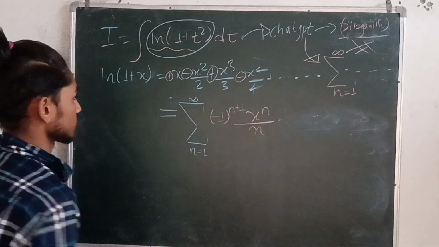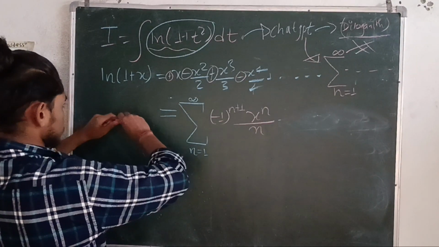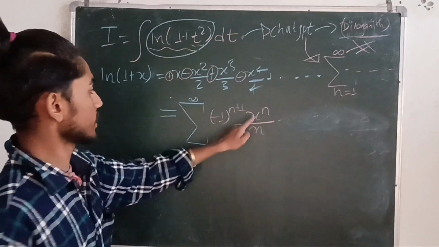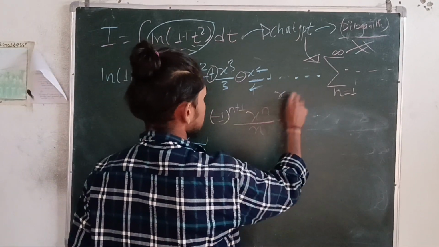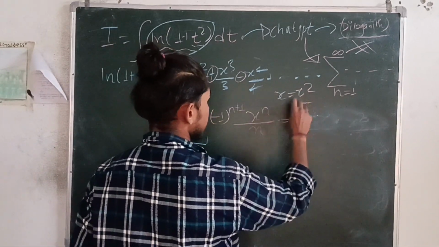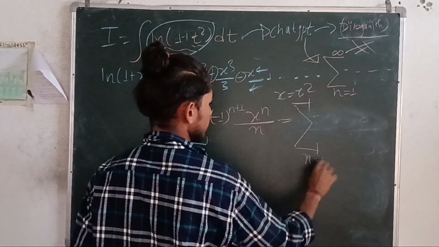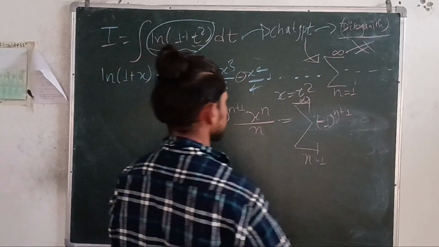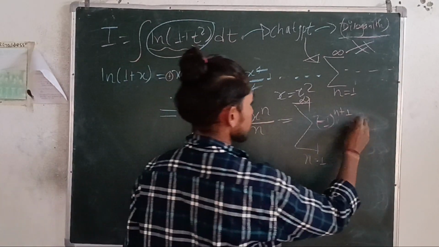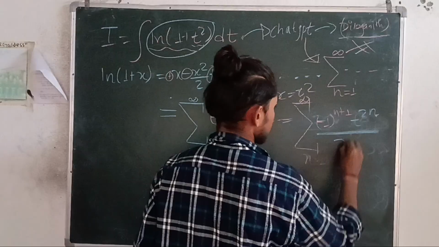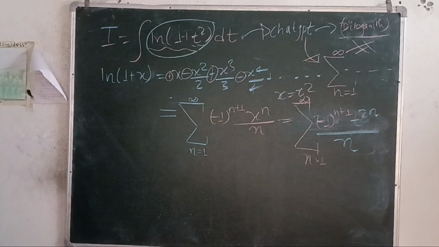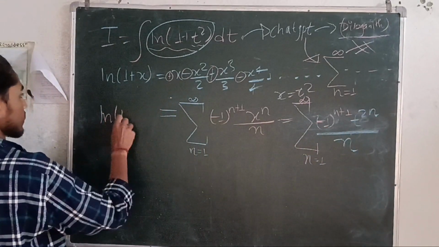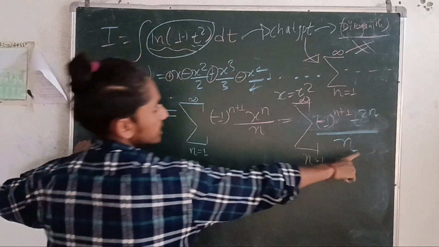The value ranges from here to there. Our function is t, or more precisely t squared. So if I substitute x equals t squared, I simply get the summation from n equals 1 to infinity of negative 1 raised to the n plus 1, and instead of x we have t squared, so you can write t raised to 2n over n. This is our final form for ln of 1 plus t squared.